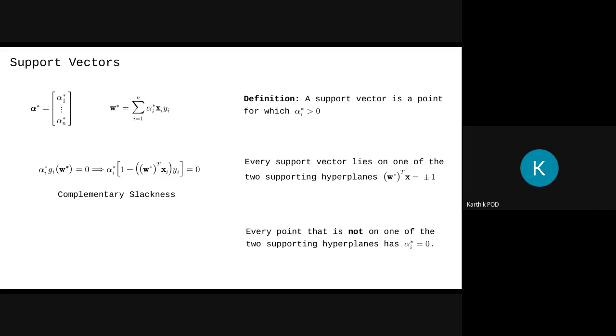Every point that is not on one of these two supporting hyperplanes has alpha i star equal to 0. Is that part clear? Yes, because the product has to be 0. If the constraint term is not 0, then alpha has to be 0. So that is also clear from the complementary slackness condition. Now the final subtle point is this: is every point on one of these two supporting hyperplanes a support vector? If yes, why? If no, why?